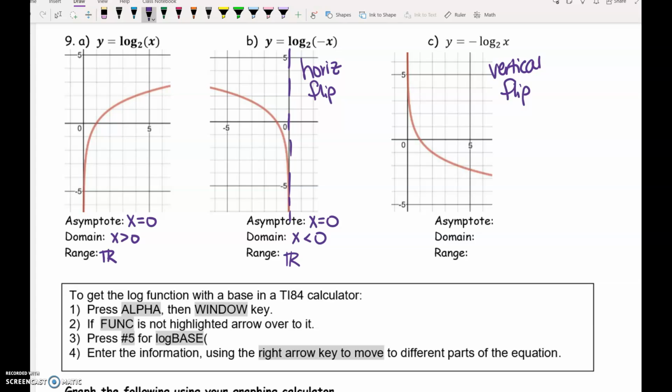The nice thing is you're going to see vertical flips more than you see horizontal flips, and vertical flips really don't change anything on this graph, except for the shape of the graph. The asymptote is still at 0. The graph is still on the right side of that asymptote, so our domain is still x is greater than 0, and our range is still all real numbers.